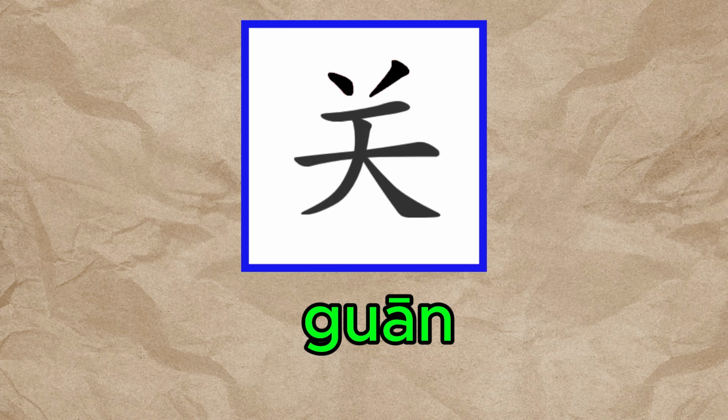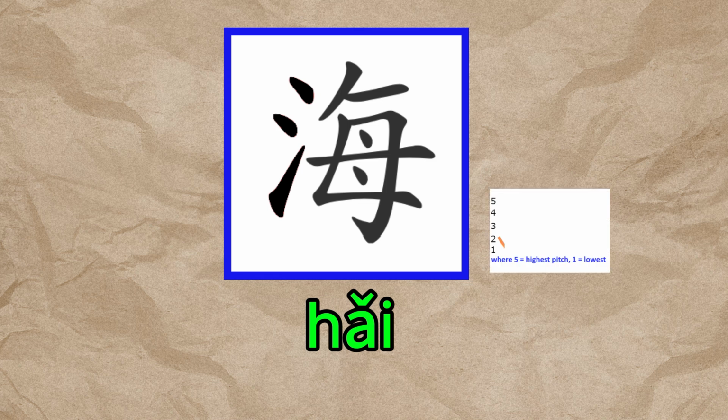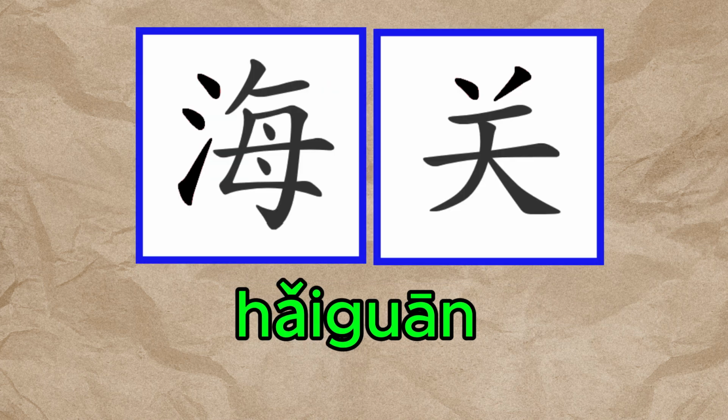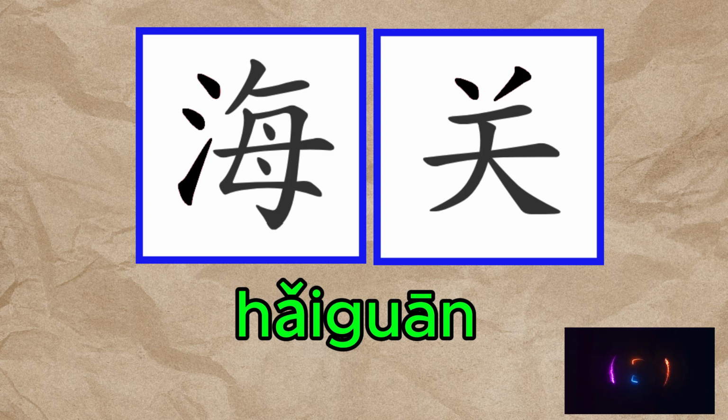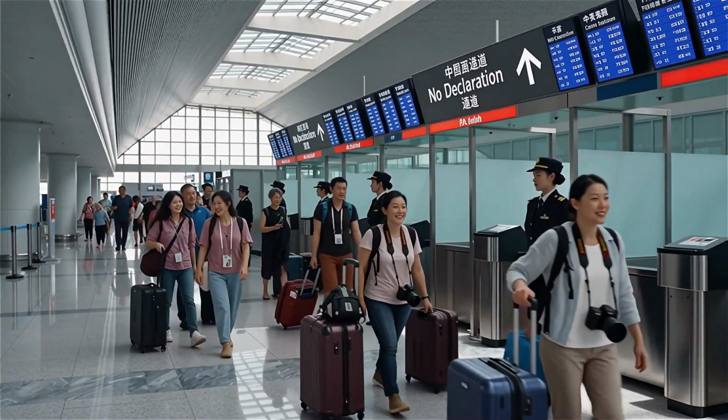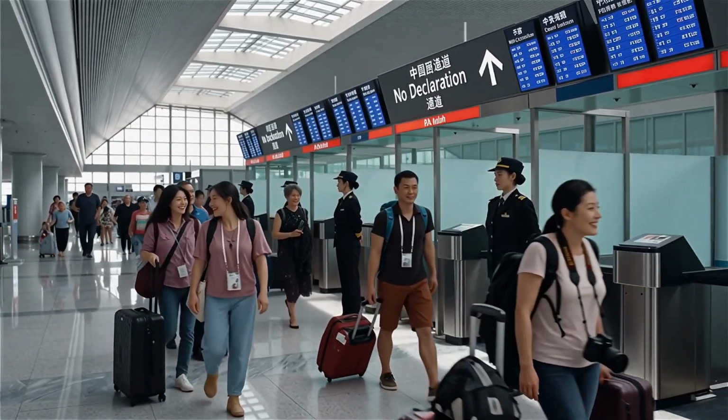Now, let's say it. 海, third tone, starts low, dips down, then rises up. The second character is 关, first tone, high, flat, stays high and steady. Now put them together. 海关. And you. 海关 is literally the sea gate, the gateway where things enter the country.